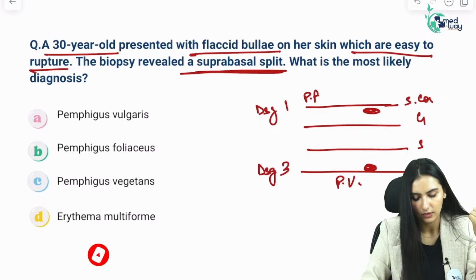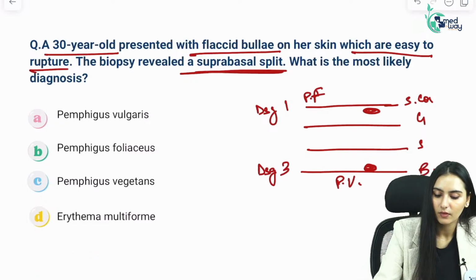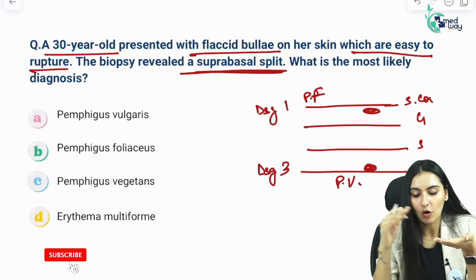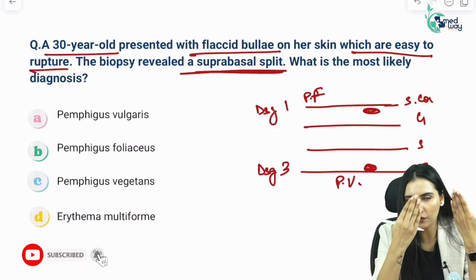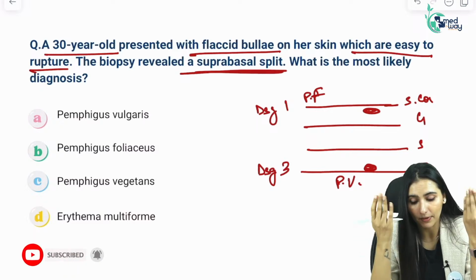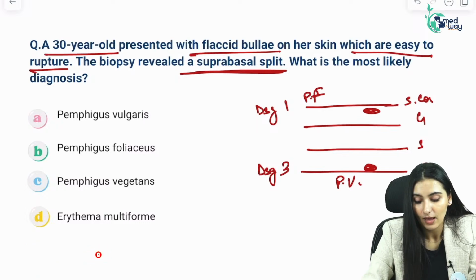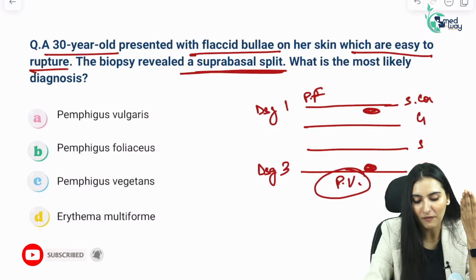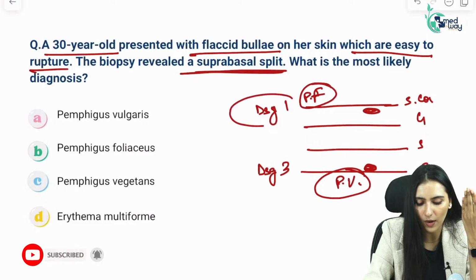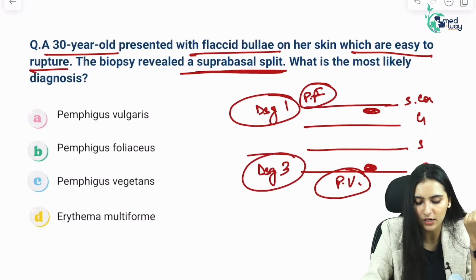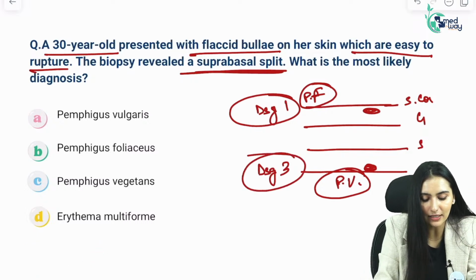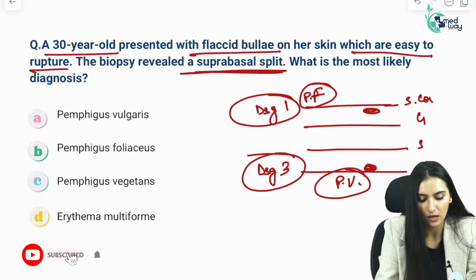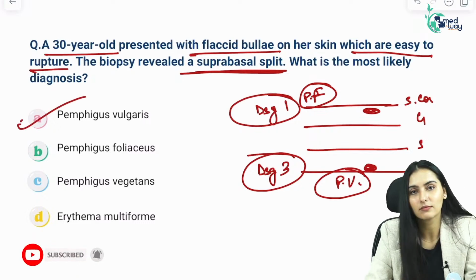Okay. So, subcorneal or suprabasal split. Foliaceus is first. So, foliaceus is up. That is subcorneal. And pemphigus vulgaris is going to be suprabasal. DSG1, DSG3, 1 is first. So, it will go up. So, pemphigus foliaceus is associated with DSG1 and pemphigus vulgaris is associated with DSG3. Now, they are clearly asking you for a suprabasal split. What is it going to be? Pemphigus vulgaris. Simple.